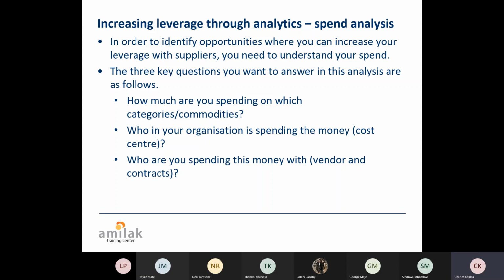The key questions you want to answer in this analysis are: how much are you spending on which category or commodity? Who in your organization is spending the money? Which cost centers? And who are you spending this money with? So you have the top 20 spend and which items.